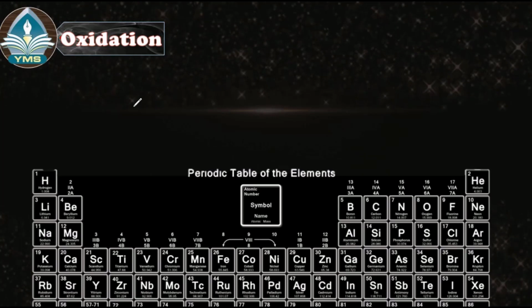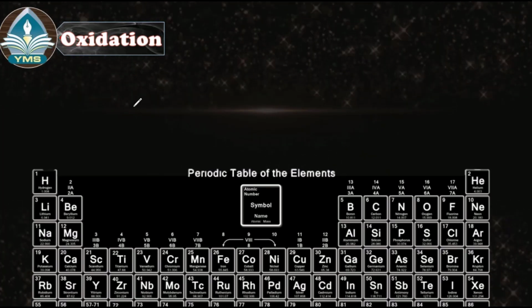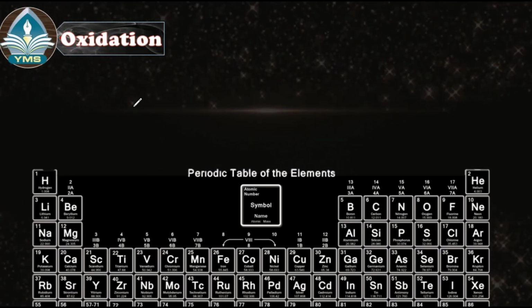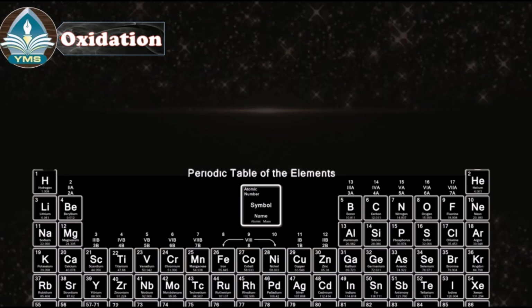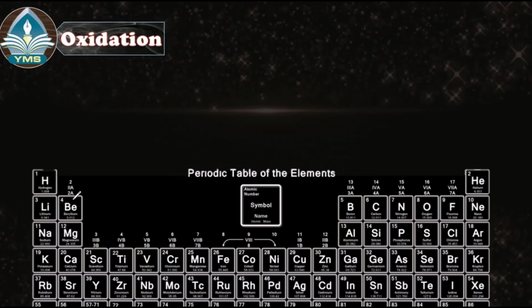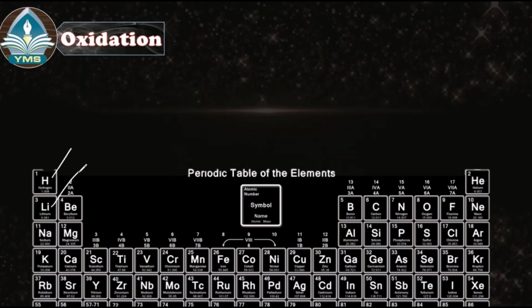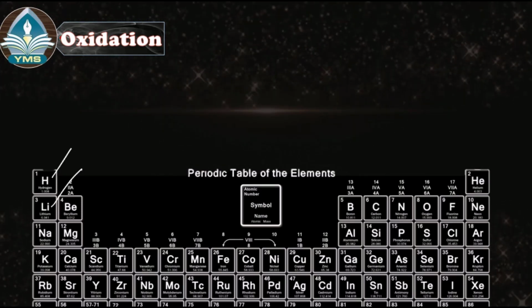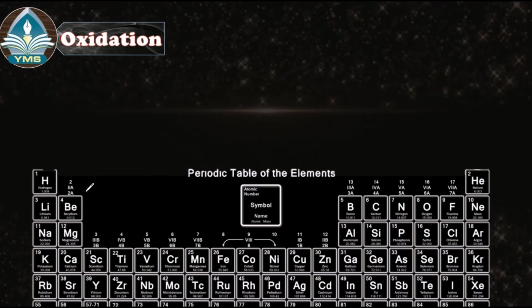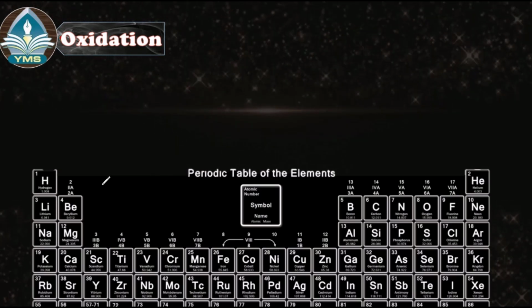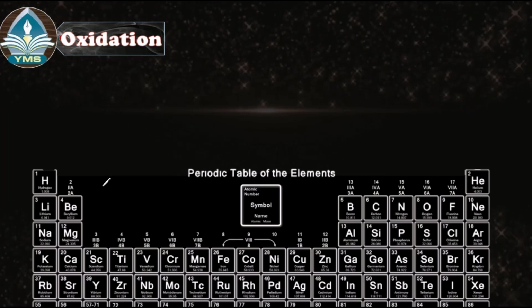In this video we are going to learn how to write a chemical formula. First, we will use the symbols of the elements, as we can find them here in the periodic table. H is for hydrogen and Li for lithium. This periodic table gives us the symbols. So to write a chemical formula, we're going to use the symbols, not the words.